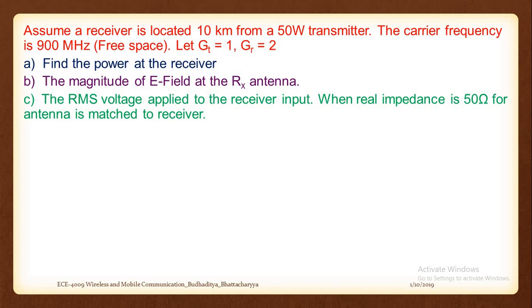GT is given as 1, GR is given as 2, so substitute that. Again, lambda will definitely come as 1 by 3, so that comes as 1 by 3 whole square. Power is in watt, so you can directly calculate in dB watt and then add 30 to it, so you will get in dBm. Nothing has been mentioned, so you can find it in dB watt as well. Just substitute, what is the value you are getting?